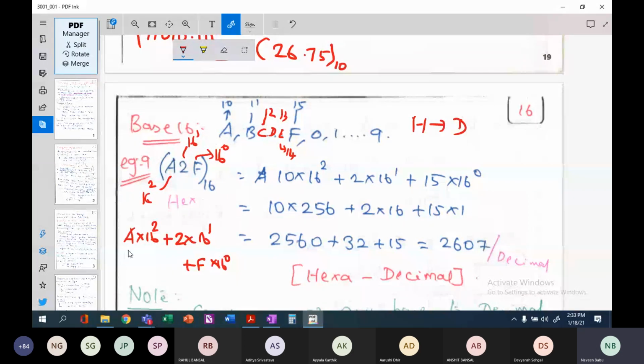And what is the equivalent value of A? A value was 10. So 10 multiplied by 16 squared plus 2 multiplied by 16 plus 15 multiplied by 16 power 0. So 16 power 0 was 1. So when I multiplied 256 by 10, 2560. So the equivalent of A2F is 2607, which is the decimal value. So this is how you convert hexa to decimal.